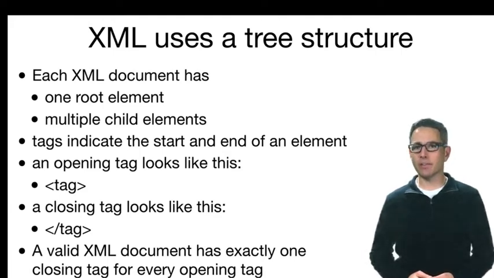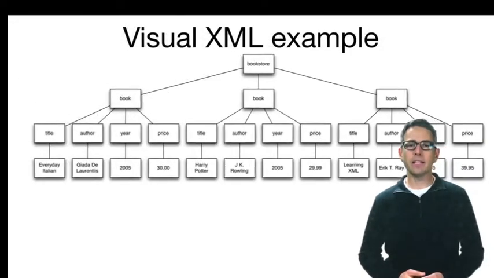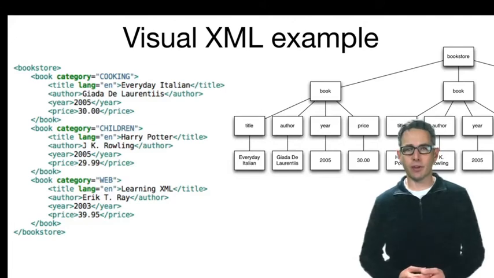So every valid XML document has exactly one closing tag for every opening tag. A valid XML document always has opening and closing tags in pairs. Here's an example of how we might envision an XML document being interpreted as a tree.